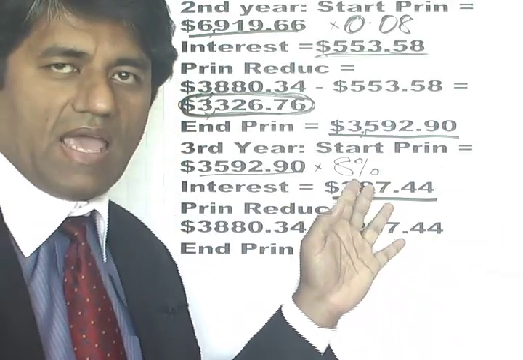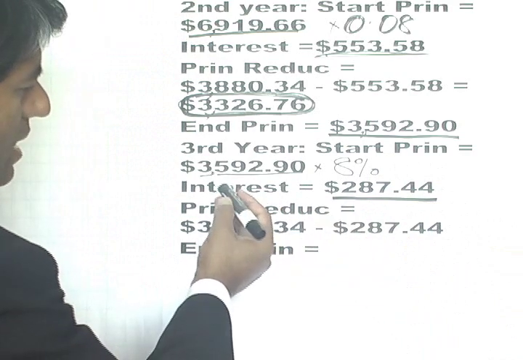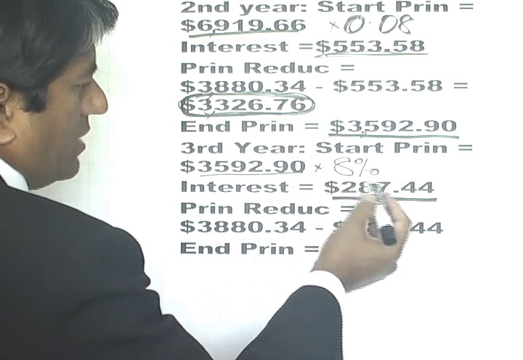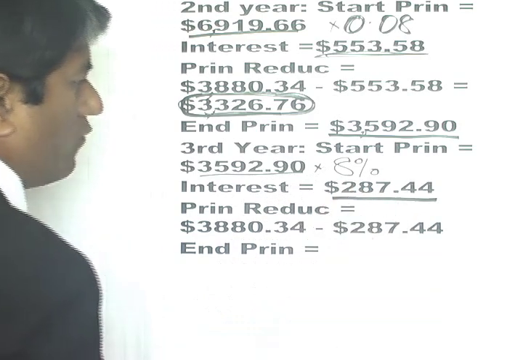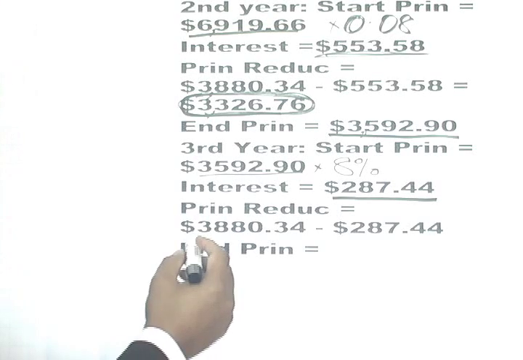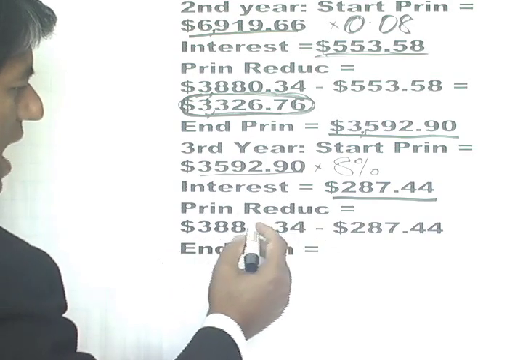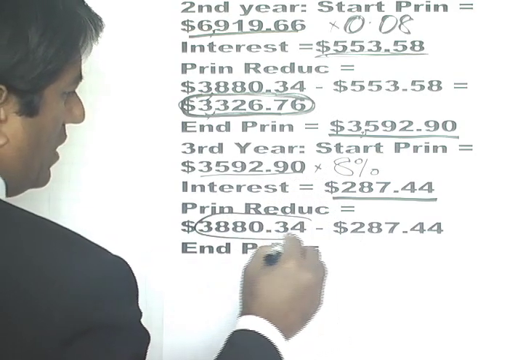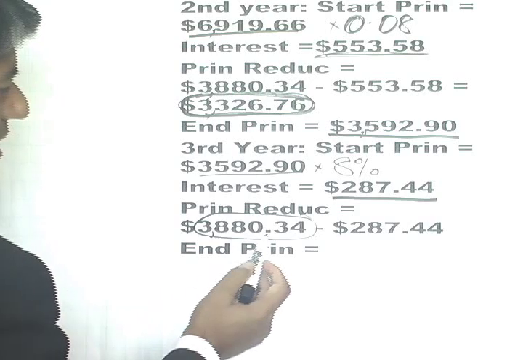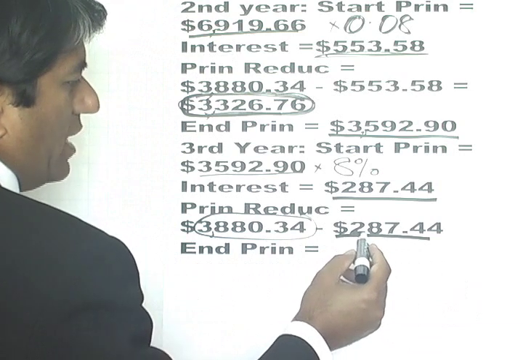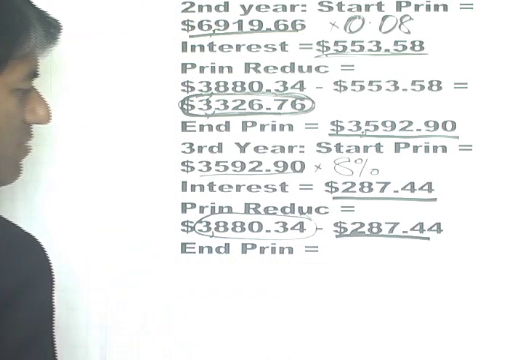You can just use a calculator to verify these numbers that I have here. When you multiply 3,592 and 90 cents by 0.08, you should get 287.44. And then you will have the principal reduction to be the repayment for the third year, the amount repaid in the third year, which is 3,880 and 34 cents, minus the interest payment for the third year, which is 287 and 44 cents.